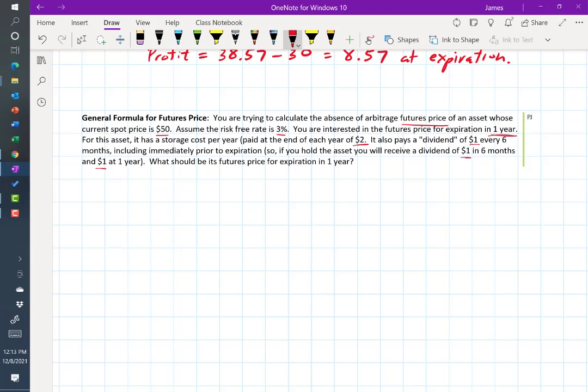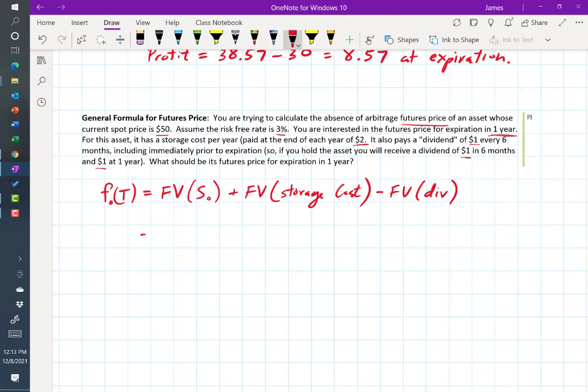Now for this, I'm going to go to that final general formula that defines the futures price. So it's going to be F0(T), and what is that? Well, it turns out you need to calculate the future value of three things. The future value of the spot price of the asset, so that's a cost. The future value of any cost of carry, in this case a storage cost. And when I say future value here, it's the future value at expiration, minus any sort of rebates that we have, and that is the future value of the dividends. So let's do those calculations.